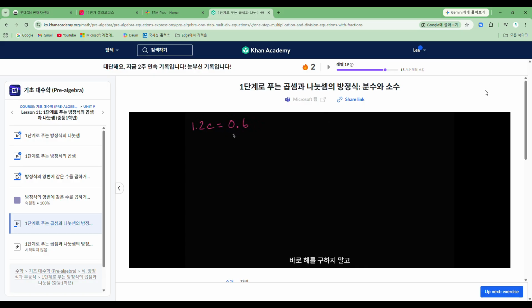And it might not jump out immediately in your brain, but lucky for us, we can think about this a little bit methodically. So one thing I like to do is say, okay, I already have the c on the left-hand side, and I'm just multiplying it by 1.2.